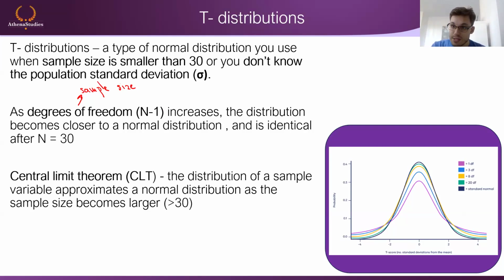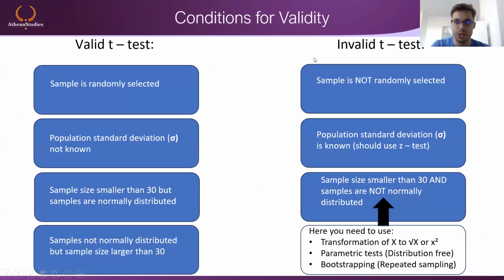Now, this is because of a thing called the central limit theorem, where the distribution of a sample variable approximates a normal distribution as the sample size becomes larger. So you can see this in this picture right here. This is a distribution when you have only one data point in the sample, here when you have 3, here when you have 8, when you have 20, and this is your normal distribution right here. So if you got to like 100, it's probably going to follow the standard normal distribution. That's why we can use the t-distribution for these things, even though we don't know the population standard deviation.